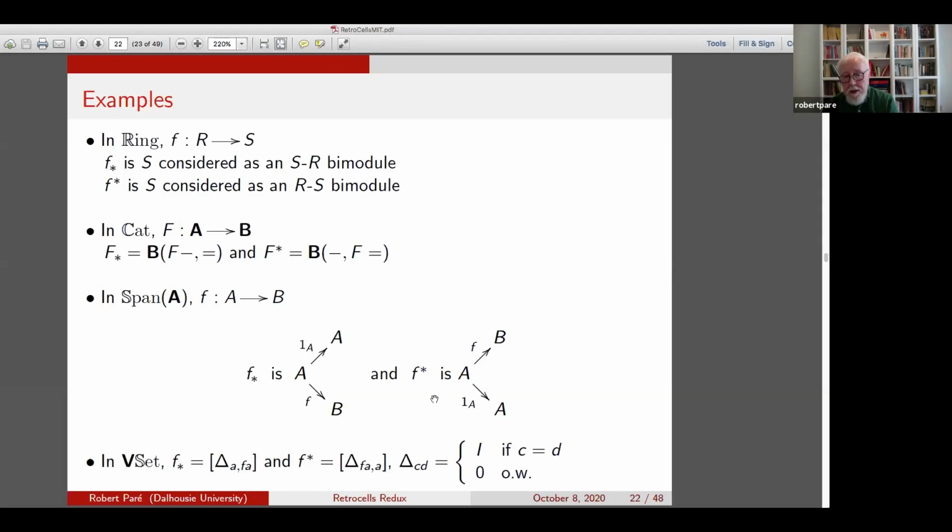And in span, the companion for F is F with the left leg an identity, whereas the conjoint has the left leg F and the right leg the identity. And in V-set, these are matrices, given by a matrix of zeros and ones, or actually zeros and identities, where zero is the initial object here, with this delta being the Kronecker delta.